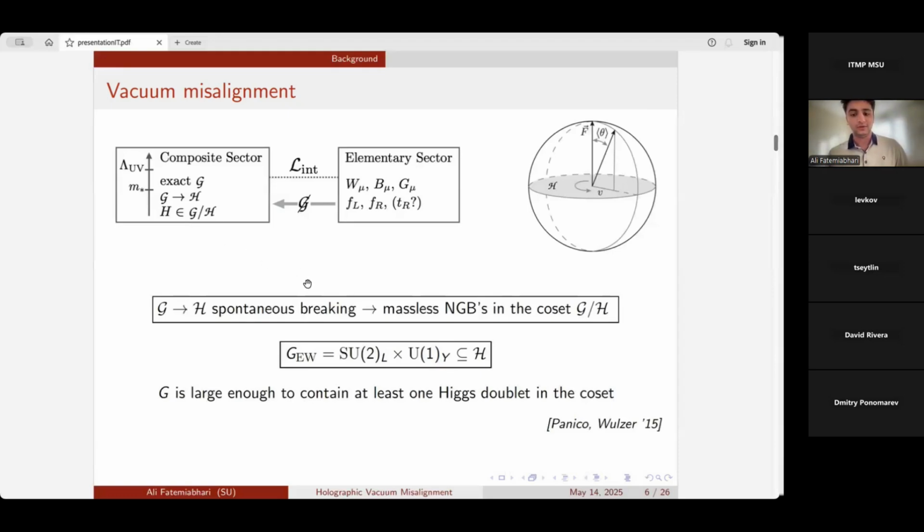Yeah. So here, what happens beside the spontaneous symmetry breaking is that the elementary sector with SU2 cross U1 living inside will engage a subgroup of G. That will introduce explicit symmetry breaking from interaction with the composite sector, and that will produce a potential for the Higgs particle and a mass. And this process is called the vacuum misalignment.